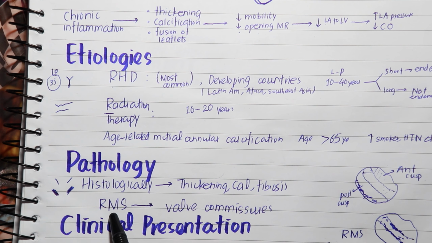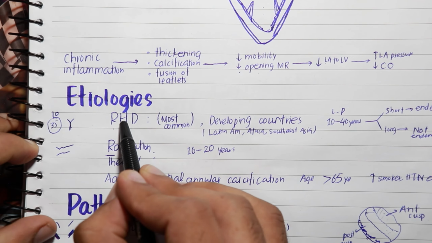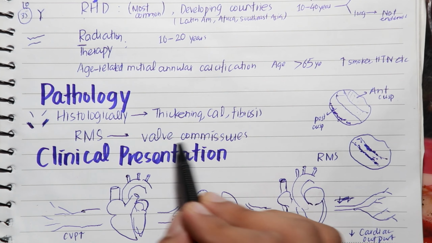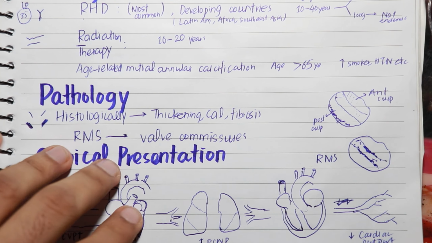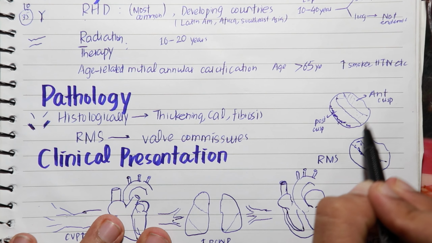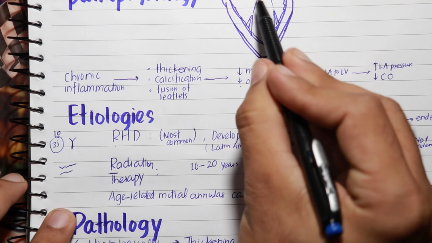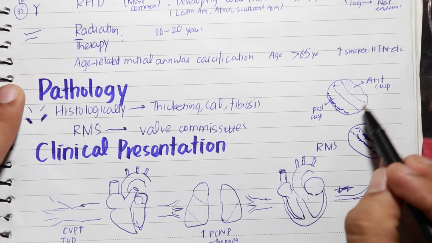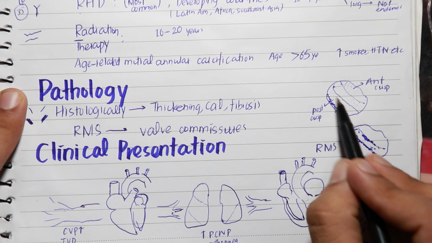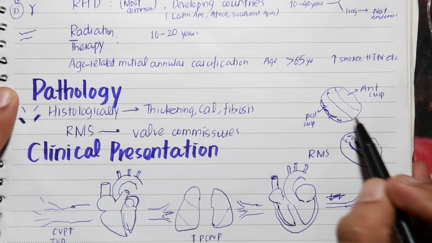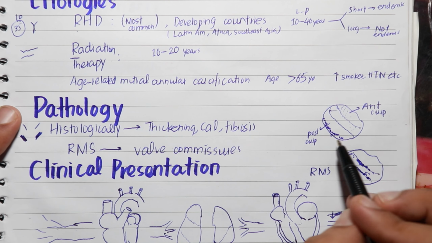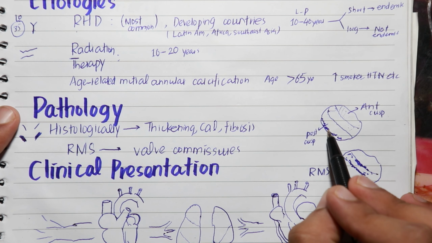And in the case of rheumatic mitral stenosis, the mitral stenosis that is due to rheumatic heart disease, there would be commissural fusion. Suppose this is the mitral valve. We are looking from the underside towards the top. So it would look like this. This is the anterior cusp and this is the posterior cusp of the mitral valve. Normally if the cause is any other cause, like radiation therapy or age-related, it will affect the posterior cusp.